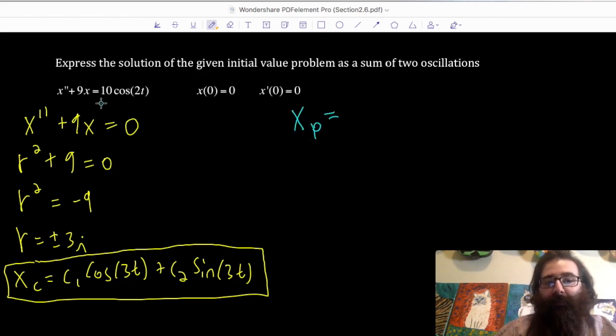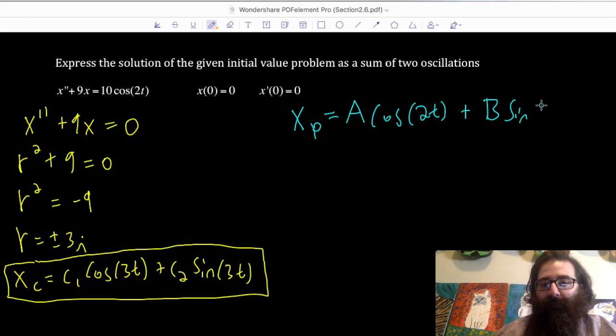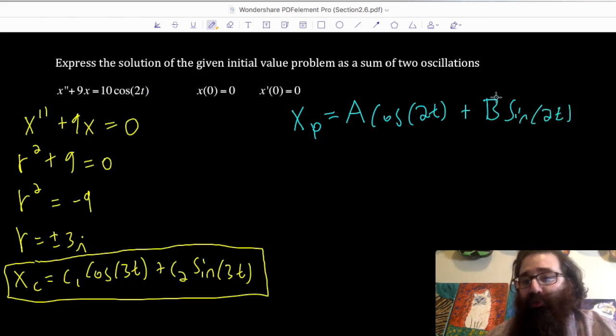We say, well, since my right-hand side is 10 cosine of 2t, I'm going to make my guess some constant a times cosine of 2t plus some constant b times sine of 2t. Now, there's actually something that we could comment about this, and I'm going to show this in generating my solution with the method of undetermined coefficients.